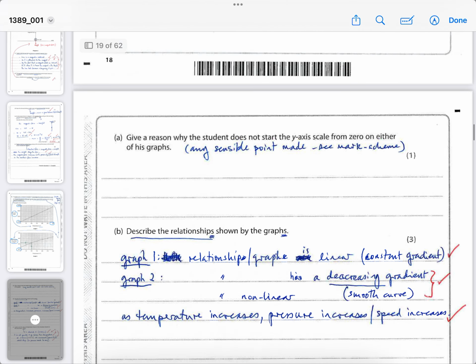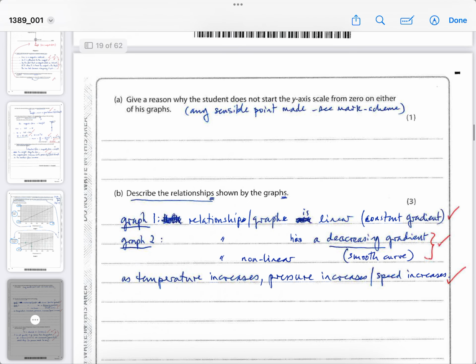And then now we come to the question. Give a reason why the student does not start the y-axis scale from 0 on either of his graphs. Well, I kind of mentioned it. So any sensible point that you make, and you can have a look at the mark scheme, and I think I've got the mark scheme attached to this exam paper, so I'll show you what's possible. But really, it's anything that you can think of in the exam that will give you the mark.